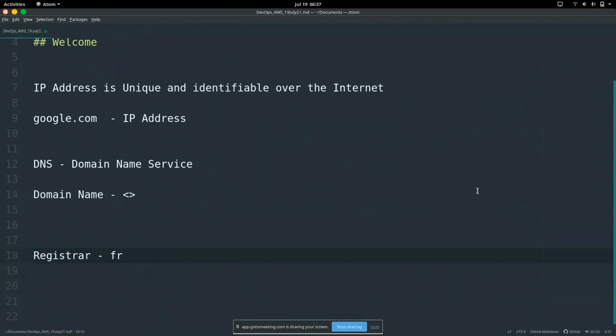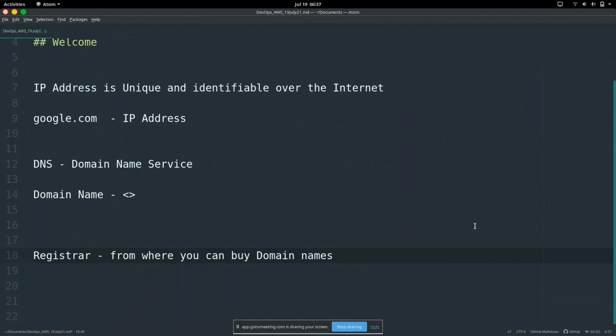So a registrar is someone from where you can buy domain names. Domain names are your website names. They are not websites themselves. You're just buying a name for your website. For example, google.com is one domain, wikipedia.org is one domain, aws.amazon.com is one domain, which is a subdomain of amazon.com.